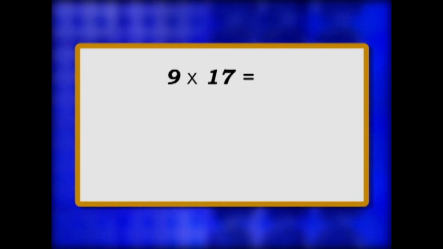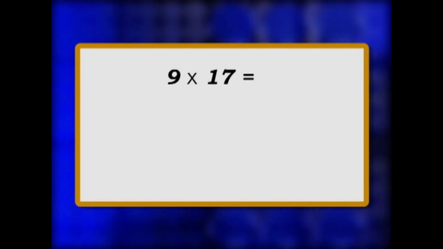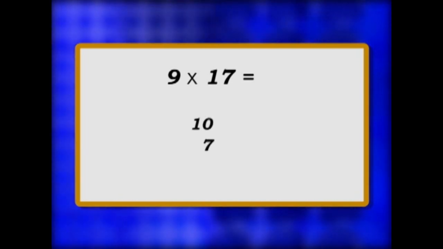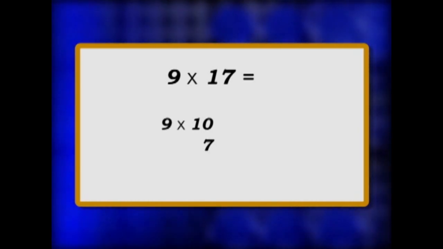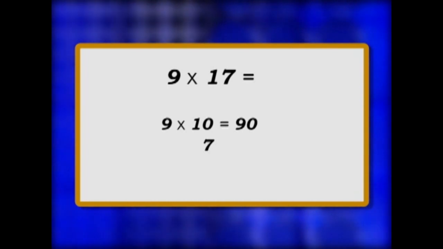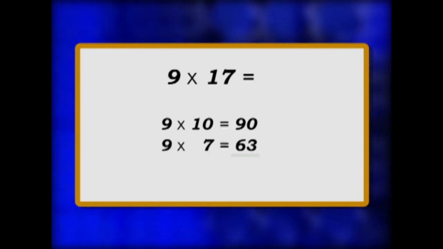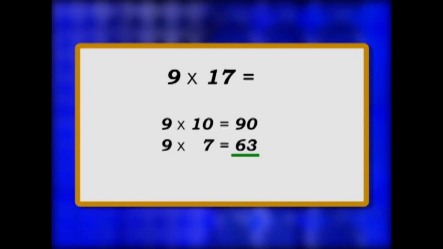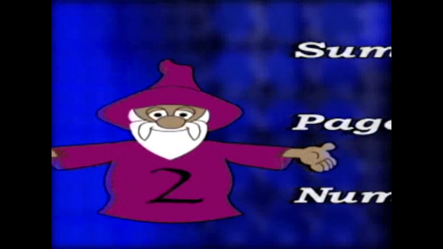9 times 17. 17 is the same as 10 plus 7. So 9 times 17 is the same as 9 times 10, 90, and 9 times 7, 63. 90 and 63, what does that make? 153.